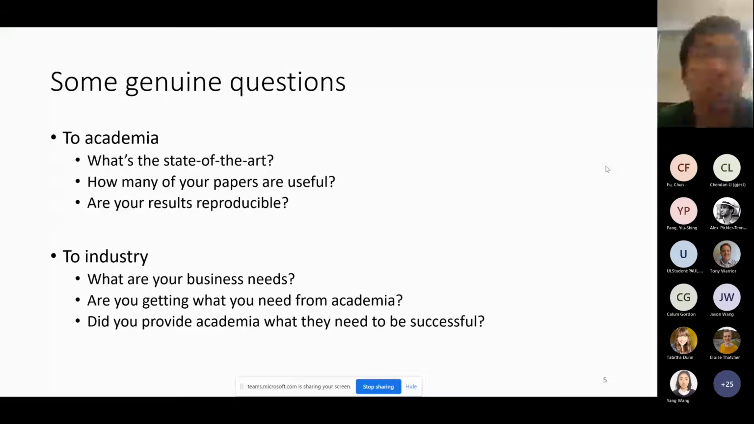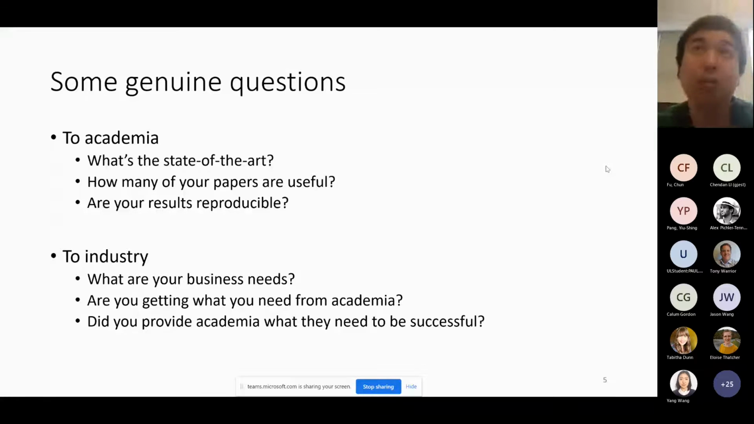Or you may say, okay, I have this problem nobody has solved before, and I need to solve it. Then you need some research from professors. Are you getting that research done, and is the outcome of that research work satisfying? So are you getting what you need from academia?